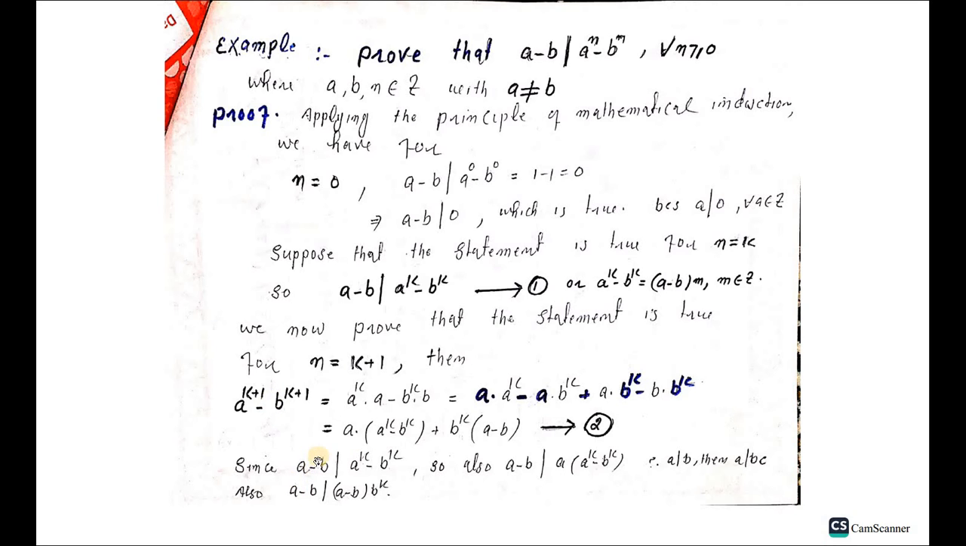Since a minus b divides this expression, it is the assumption, so also a minus b divides this product, because if a divides b, then a divides bc. Also, this a minus b divides a minus b into b power k.